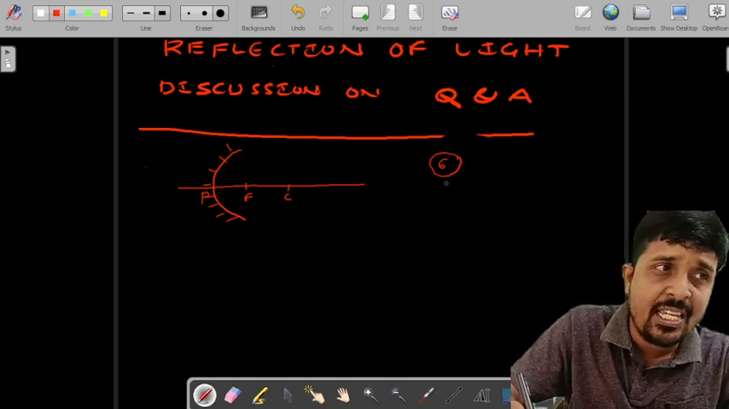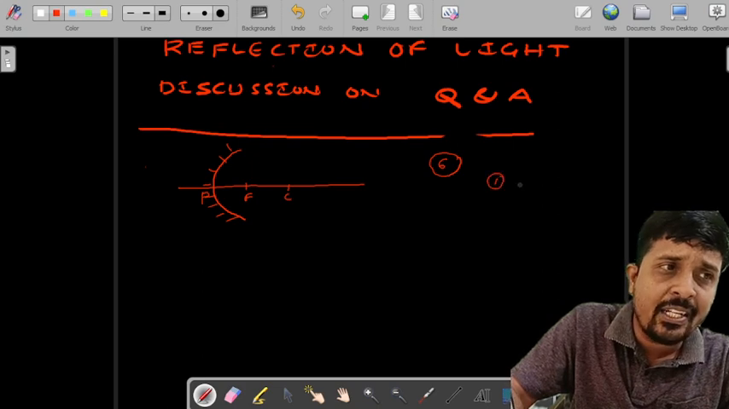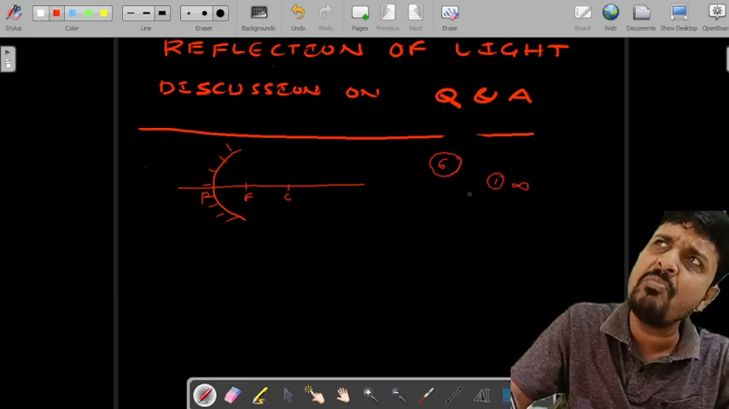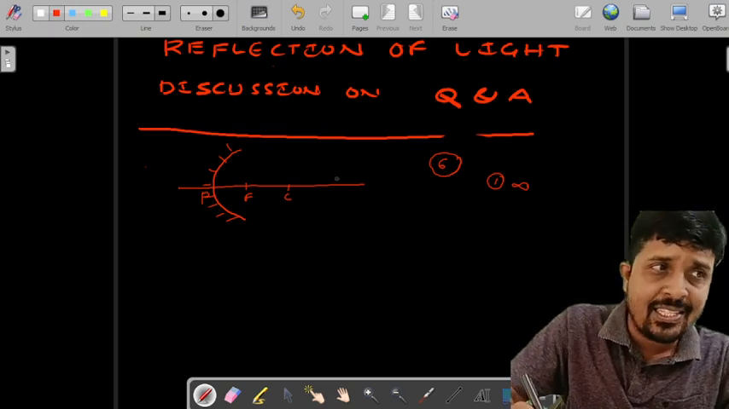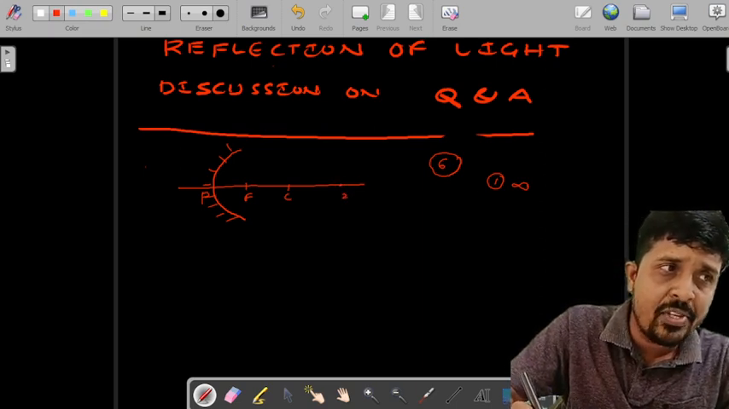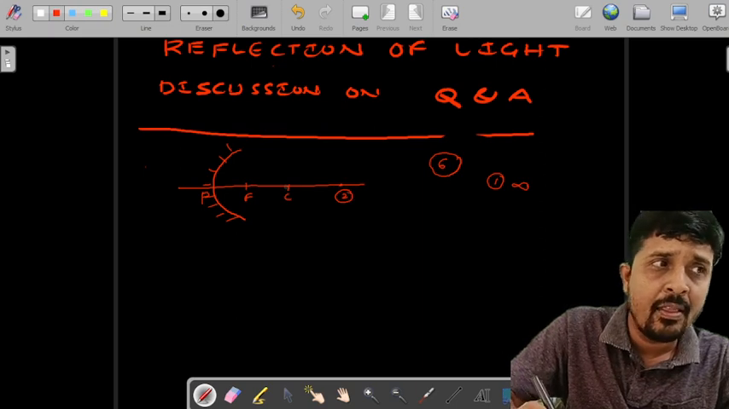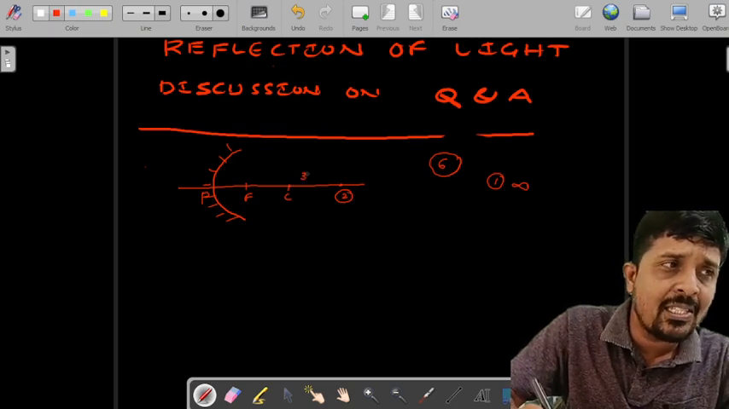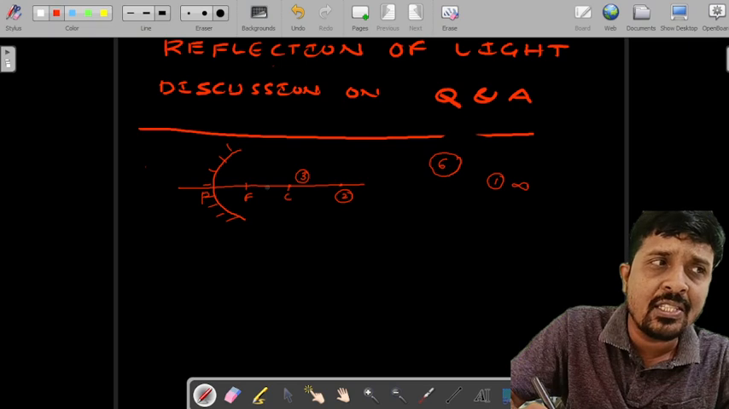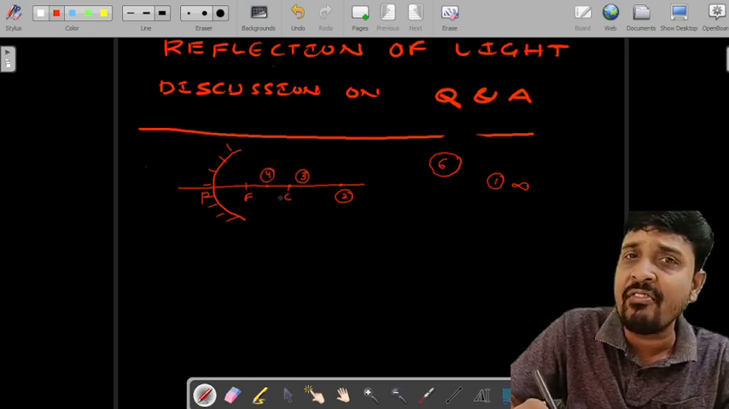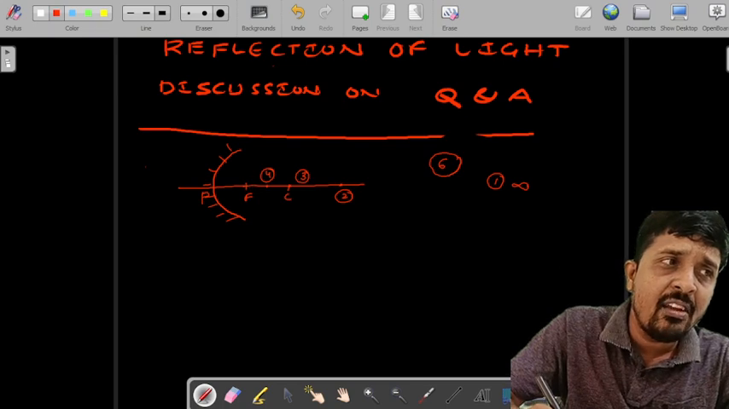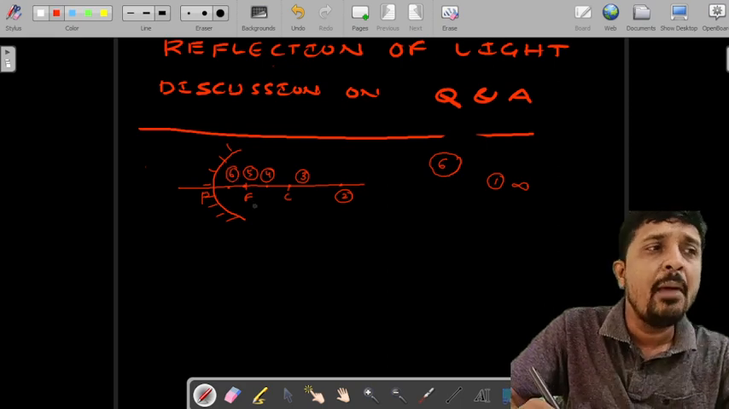The first one is we can place the object at infinity. That means somewhere like sunlight, moonlight, some longer distance. The second one, we can place the object beyond C. The third one, we can place the object exactly on C. The fourth one, we can place the object between F and C. The fifth one, we can place the object on F. And the sixth one, we can place the object between P and F.